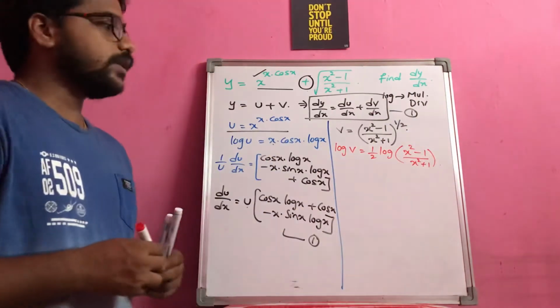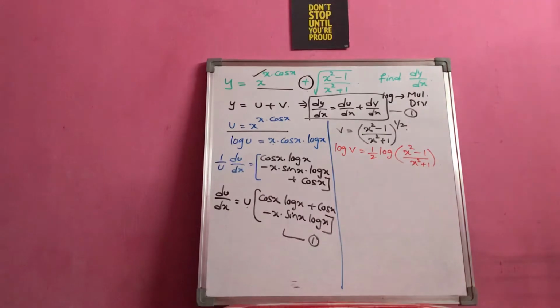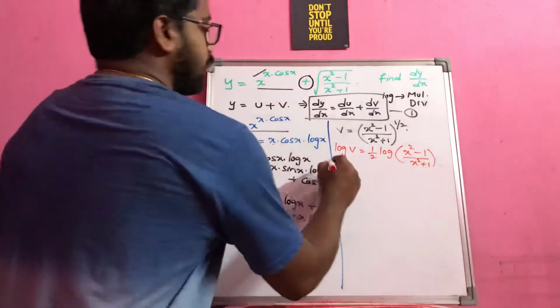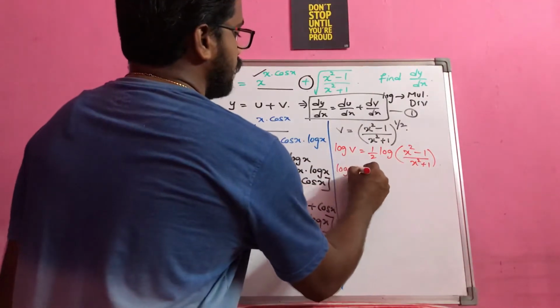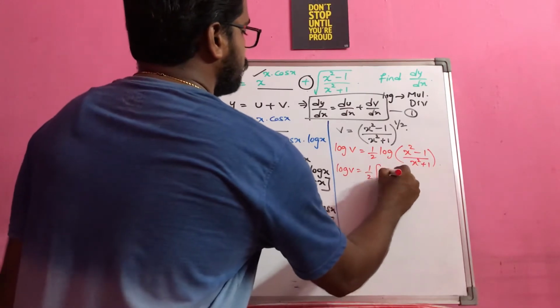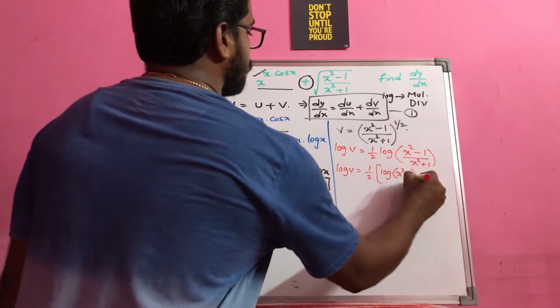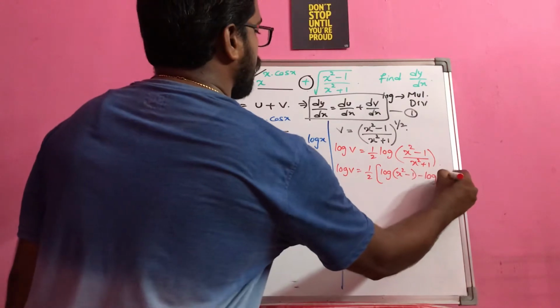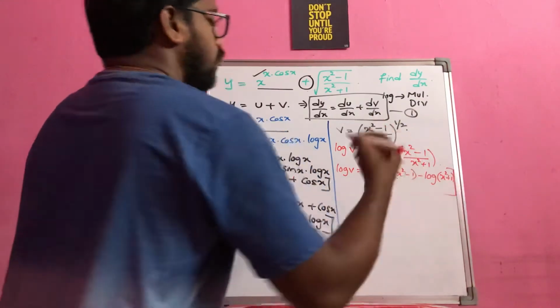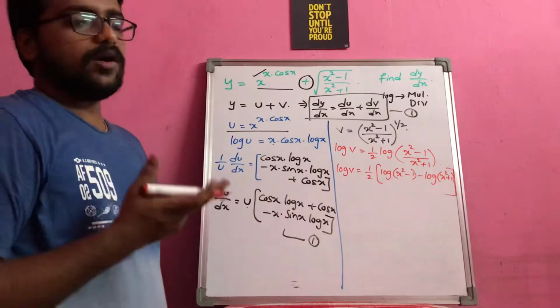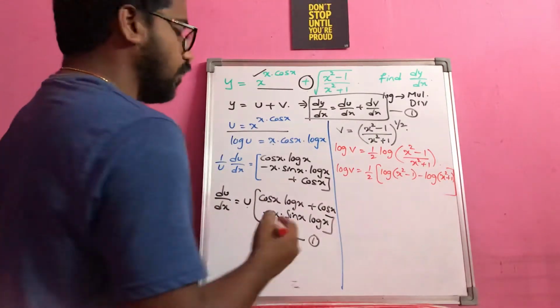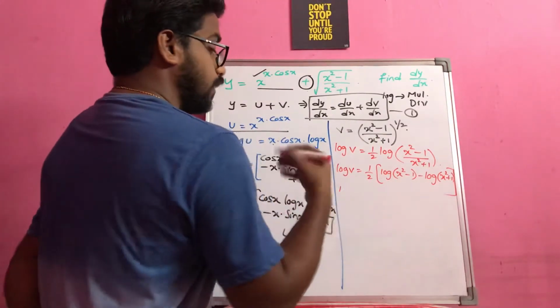So just imagine what logarithm property we can use here. If you see the right side, log of a by b, it is of that form. So we know that log of a by b is nothing but log a minus log b. Therefore log v is equal to half into log of x square minus 1 minus log of x square plus 1. Remember one thing, we didn't apply differentiation yet. We have to apply it now. So apply differentiation.